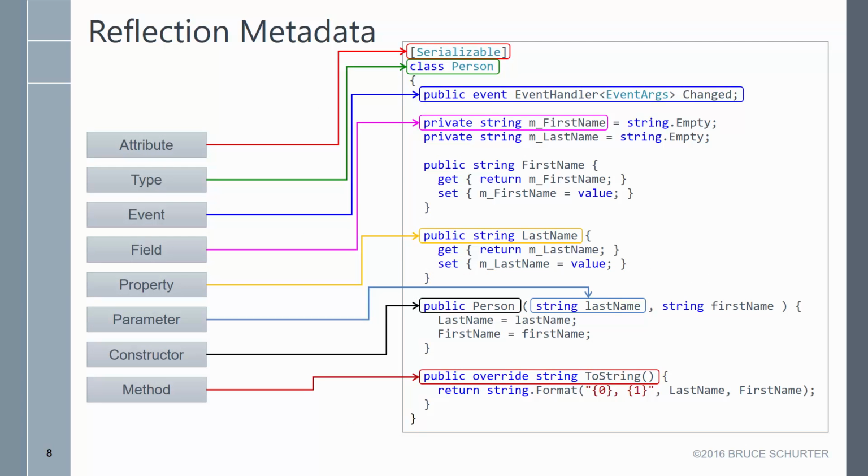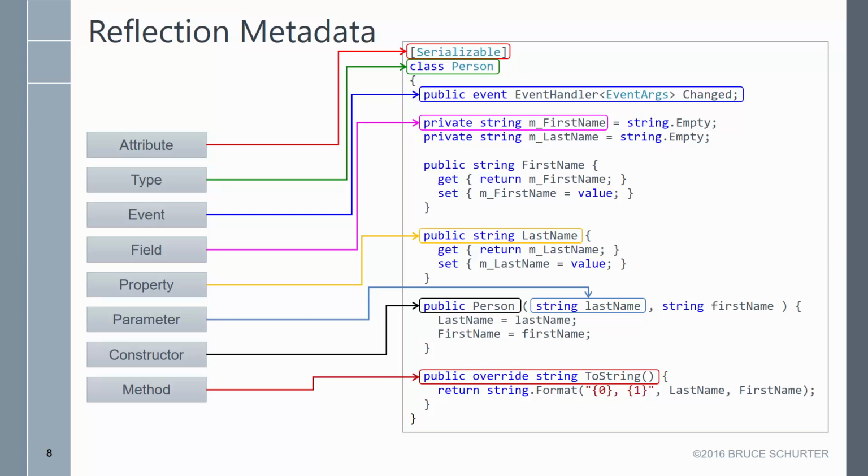This slide basically shows you what you already know. It's defining what each of these elements in the code sample on the right are. So notice here we have the serializable attribute. Well, yes, that's an attribute. Then we have a class called person, which represents a type. Then within that type we have an event called changed.